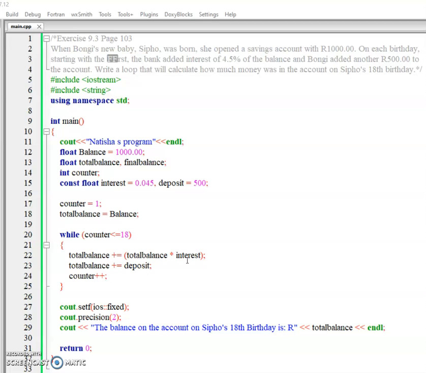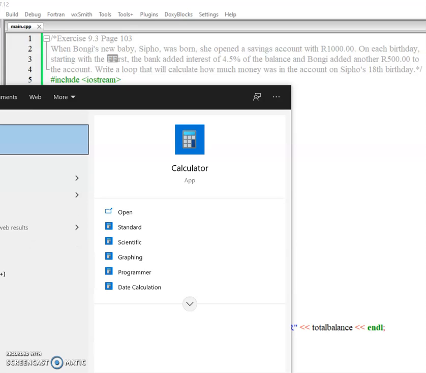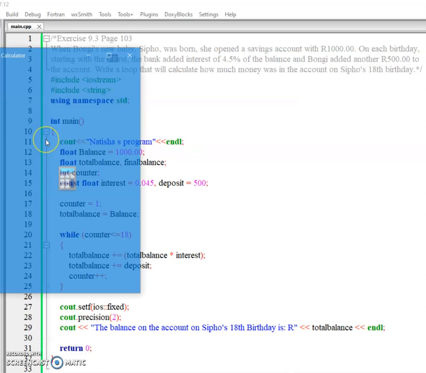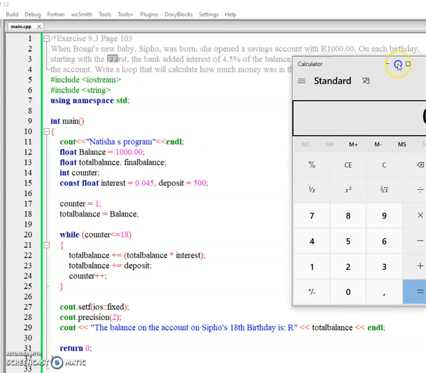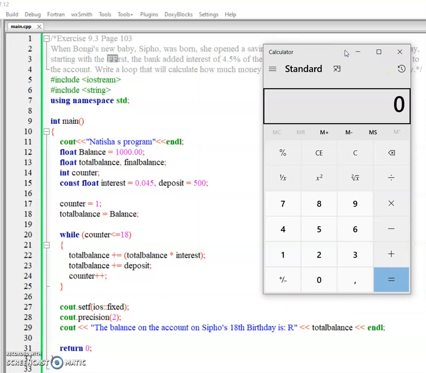So if this was 1,000 rands, we took 4.5% of that. It works out to what? Well, let's take my calculator. Here's my calculator. Let's see if we can work it out. So it was 1,000 rands multiplied by 4.5, divided by 100, so it's 45. So he should get 1,045 rand. Add the deposit to that, and you go on and on and on.